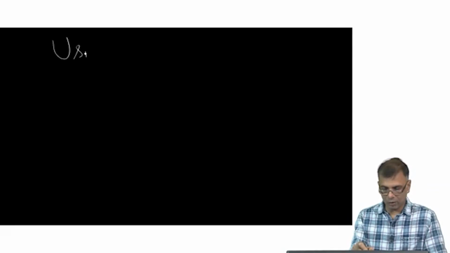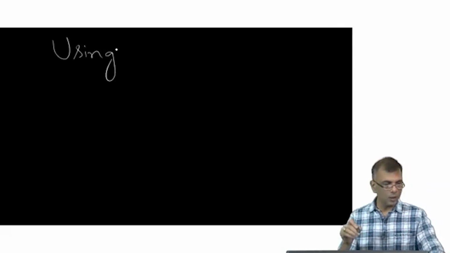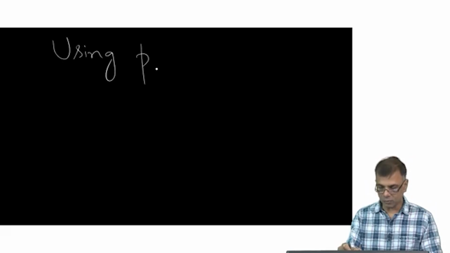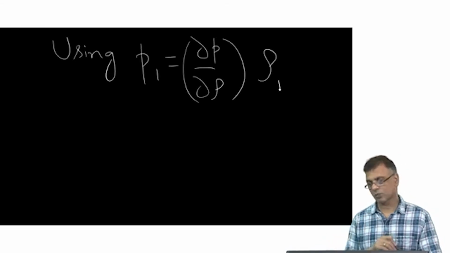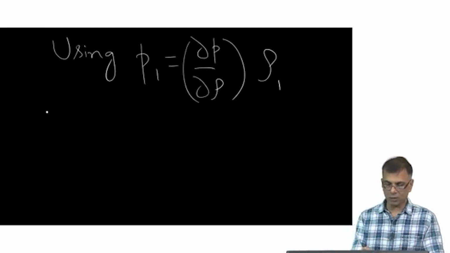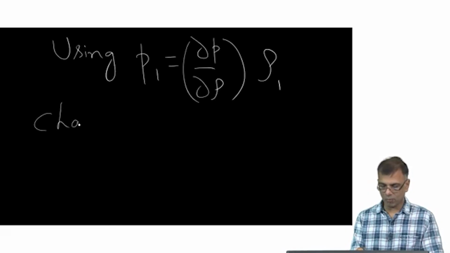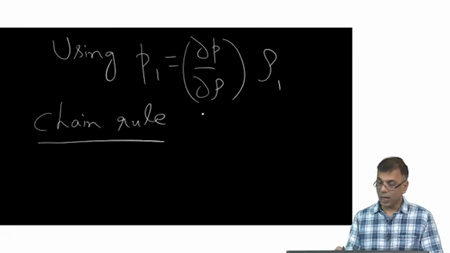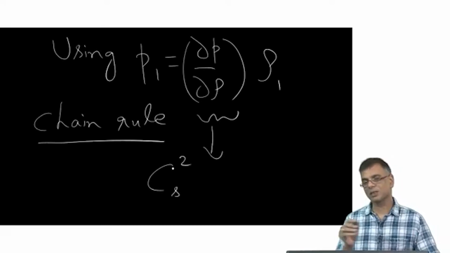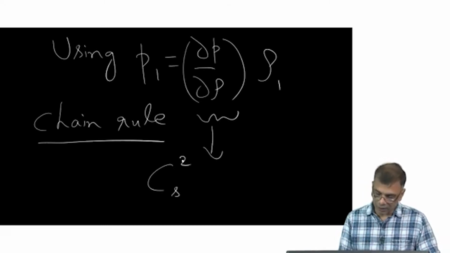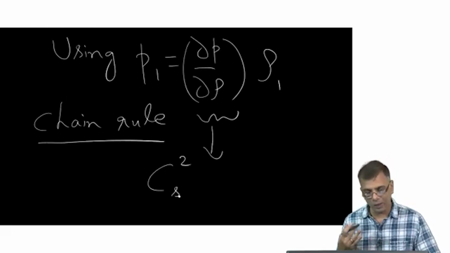Now this is where we introduce the sound speed, using the chain rule. This is simply the chain rule for differentiation, that's all this is. And for the time being, we just say this is Cs squared. Later on, we'll discover that this is really the square of the speed of wave propagation.